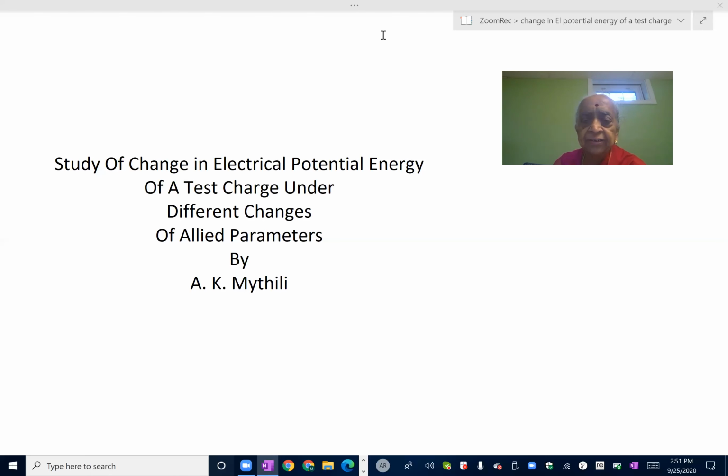Delta V is nothing but the loss or gain of energy per unit positive test charge. So if the test charge is negative, your answer will be the other way. All those things will be dealt with in this particular unit. The main study here is the change in electrical potential energy of any test charge under different changes, either in terms of its displacement, or the source charge, or the location of the source charge, or the electric field, and you have to discuss various situations. That is our aim today.